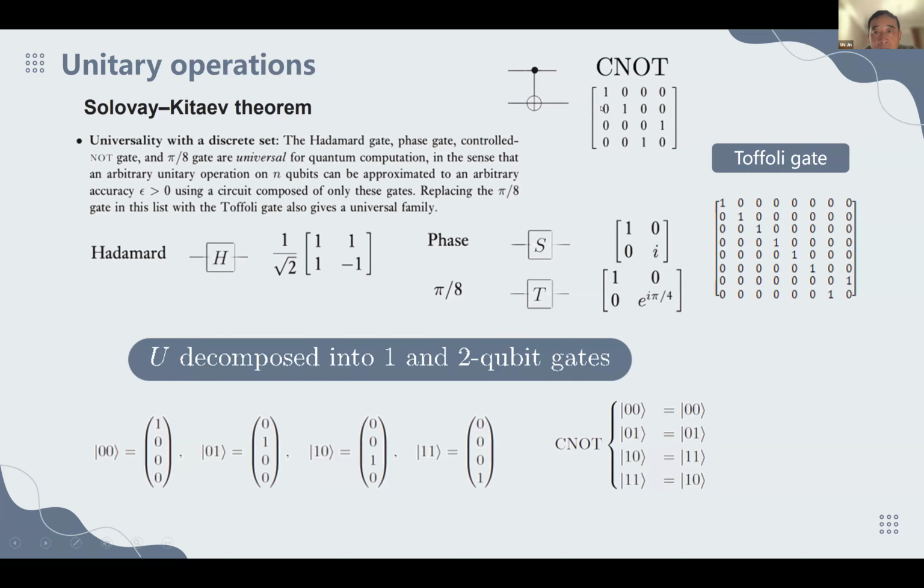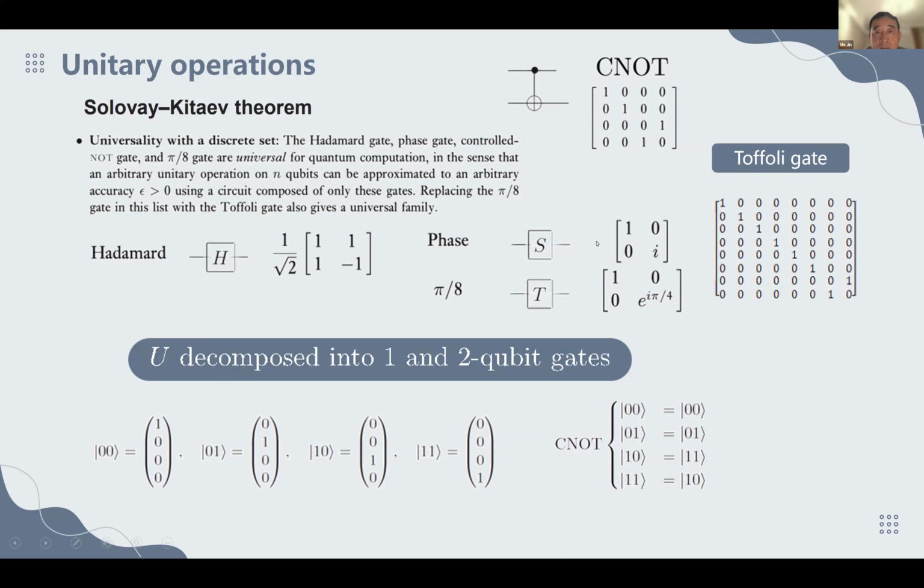It's a 4 by 4 matrix where the first 2 by 2 submatrix is just the identity matrix. Then the last 2 rows simply switch the third and fourth elements. So this is a very important theorem called the Solovay-Kitaev theorem, which says the following. Given any unitary matrix, if you require the accuracy to be epsilon, you can approximate it by these 4 basic unitary matrices to arbitrary precision epsilon.